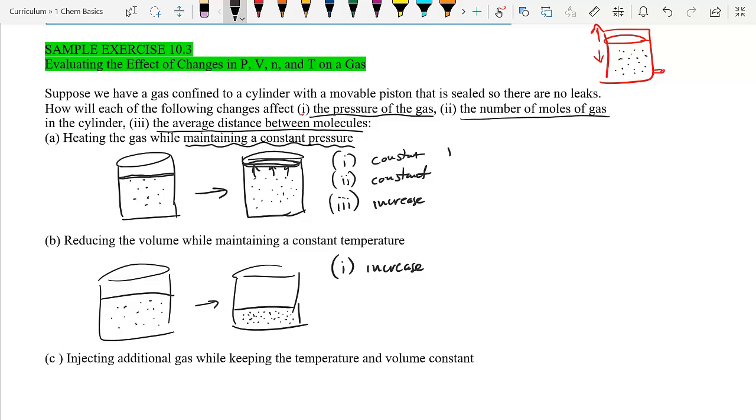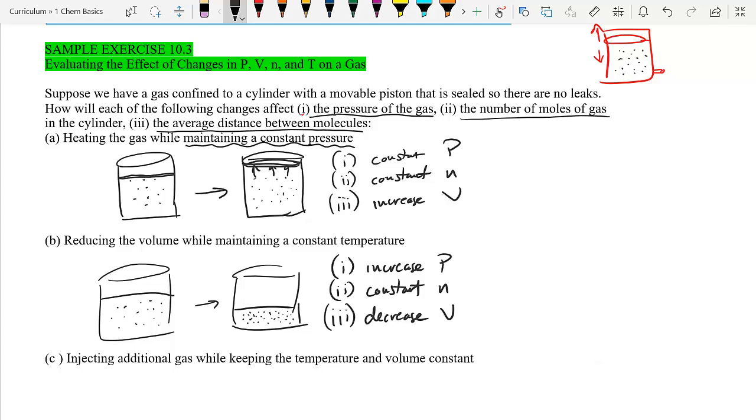Okay? So I guess maybe I should be explicit. Increase in pressure. It was a constant pressure in the last one. Okay? The number of particles stays the same. We didn't change that, so that one's going to be constant. The number of moles did not change. And then you consider number 3, the average distance. The average distance will decrease, right? So again, that distance between particles, we're talking about the overall volume that it takes up. If you decrease the volume, you decrease the space between particles.